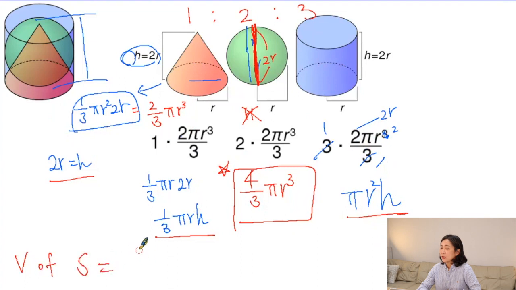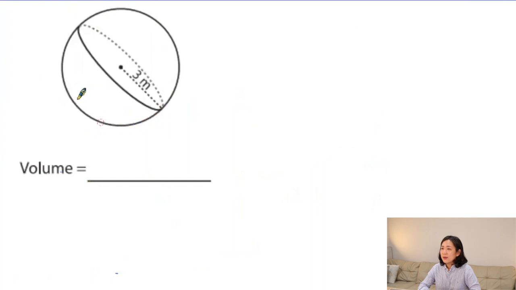Just remember this. Now you understand how we got the formula for the volume of the sphere. Since you understand it, please memorize it. Now let's try the question here. So remember 4/3 pi r cubed. That is the formula for the volume of a sphere.